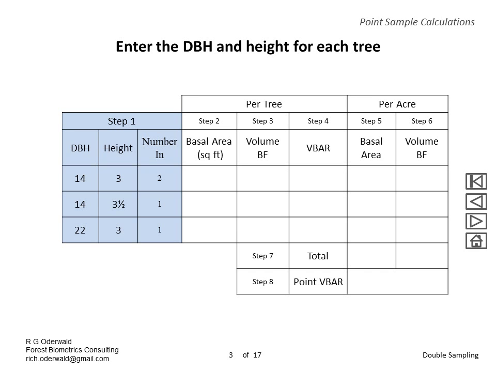Step 1. Enter the tree tally in the table. There are 4 trees tallied at the point. 2 trees are 14 inches dBH with 3 logs. 1 tree is 14 inches dBH with 3 1/2 logs, and 1 tree is 22 inches dBH with 3 logs.